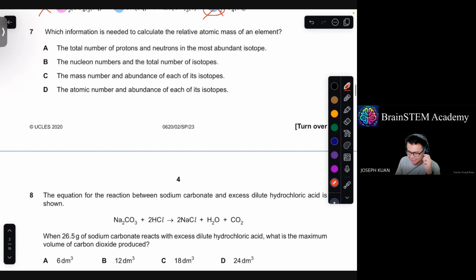All right, let's look at question number 7. Which information is needed to calculate the relative atomic mass of an element? So let's look at each of the options. A, the total number of protons and neutrons in the most abundant isotope. That's not exactly accurate because we are considering all of the isotopes when we actually give you the mass number. Right? So not the most abundant, but all of them depending on their relative abundance.